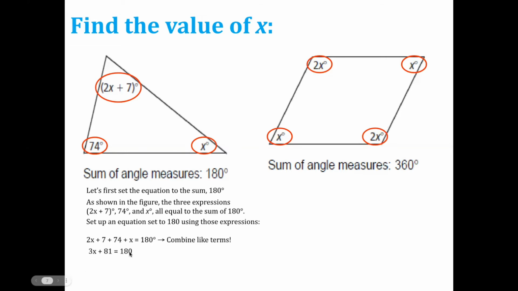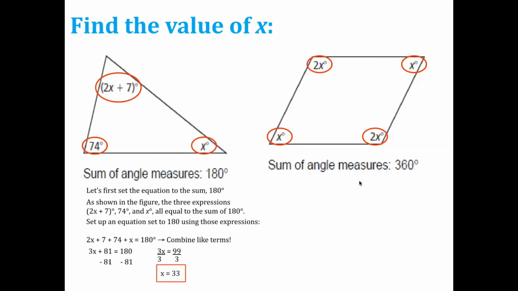So you have 3x plus 81 equals 180. Standard two-step equation, undo your addition. So subtract both sides by 81. 81 cancels, and you get that 3x equals 99. Now you can undo the multiplication by dividing both sides by 3, and you get that x equals 33.